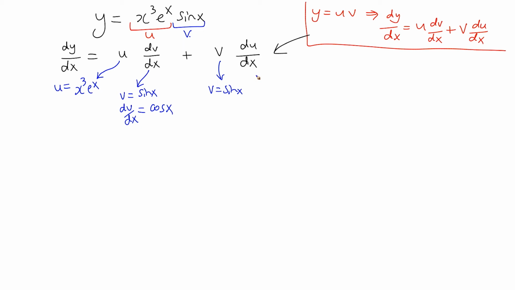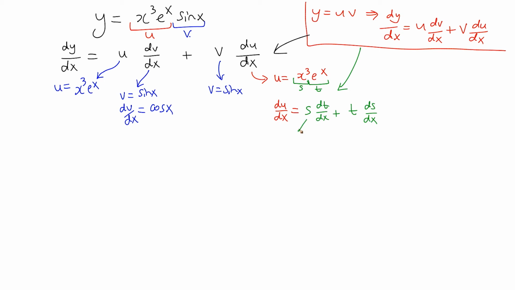But what about this guy? du/dx. Well, u is given by x cubed e to the x. But you might notice that that's also a product of two functions. So to find the derivative, we'll have to use the product rule again. So in other words, let's give it two different names, maybe s and t. And so if you invoke the product rule there, that'll be s dt/dx plus t ds/dx.